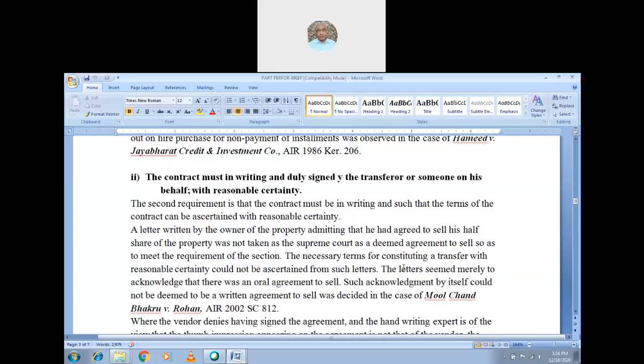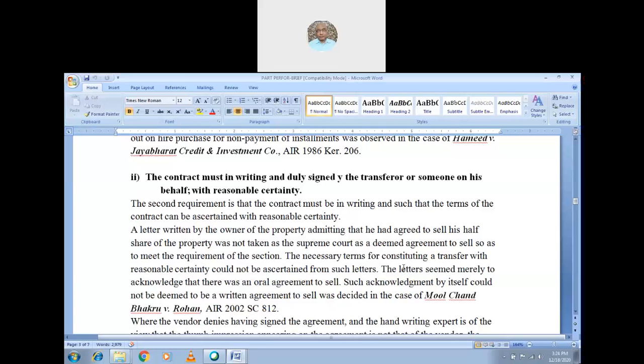A letter written by the owner of the property admitting that he had agreed to sell his half share of the property was not taken by the Supreme Court as an agreement to sell meeting the requirement of this section. One cannot make an agreement like 'I would like to transfer half of my property to you.' What is half of my property? It is not certain. The necessary terms of the transfer could not be ascertained with reasonable certainty from such letters. When it is not clear which half I would like to transfer, Section 53 capital A will not be applied.